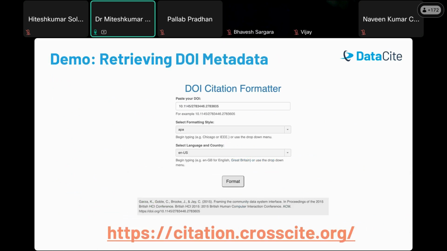Okay, this is the demo of how you can retrieve the DOI metadata. The moment you give the particular DOI ID and give the format, then you will get the citation. This is the platform, citation.crosscite.org, from where you can get the citation.